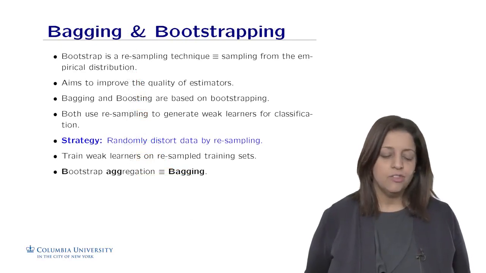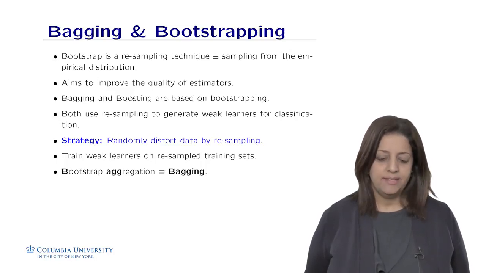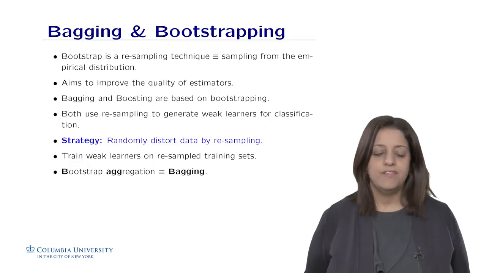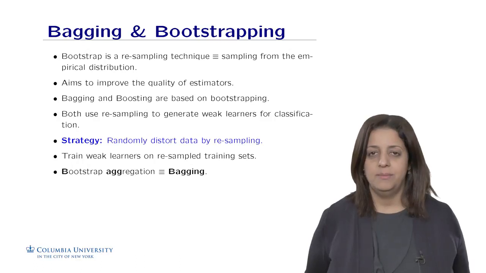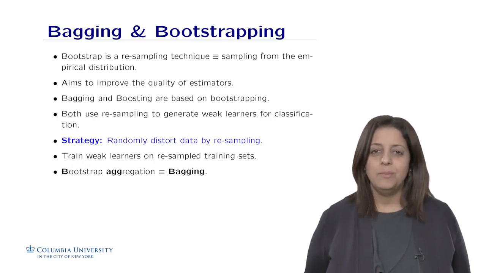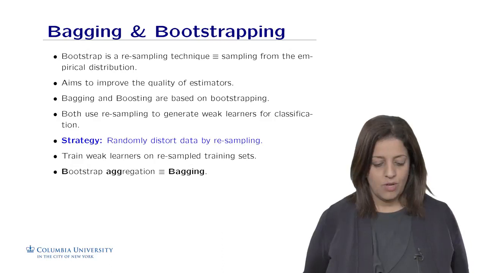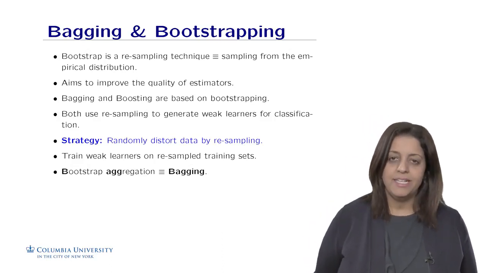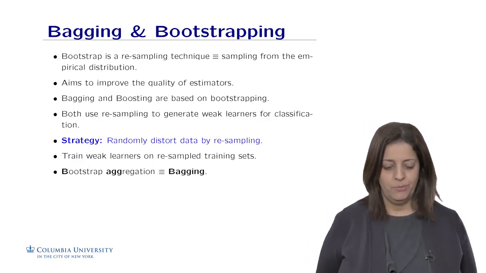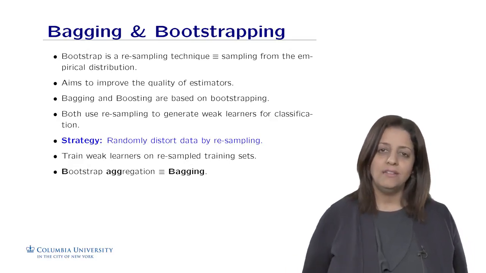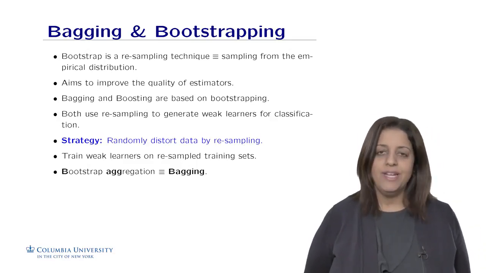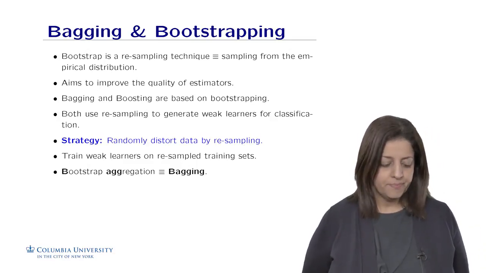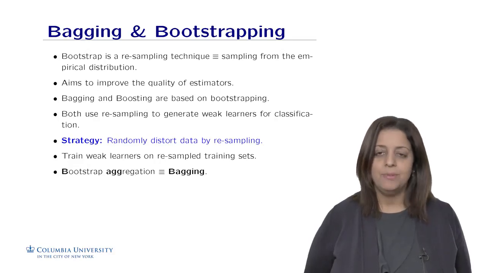Now let me give you a hint of what bagging and bootstrapping are. First of all, bootstrapping is a resampling technique, which means sampling from the empirical distribution, and the aim is to improve the quality of the estimator or the classifiers. Bagging and boosting are both based on bootstrapping. Both use resampling to generate weak learners for classification, with the exception that boosting alters the data set by putting weights on each of the examples. The strategy is to randomly distort data by resampling and train weak learners on resampled training sets.